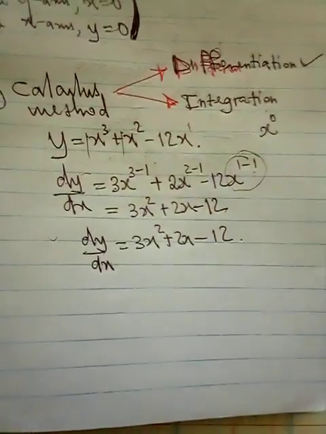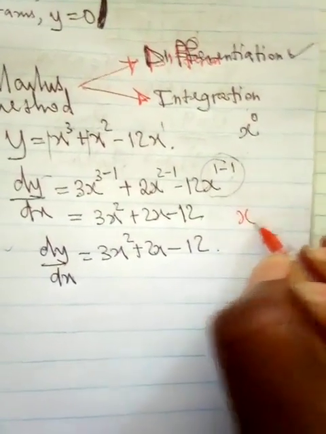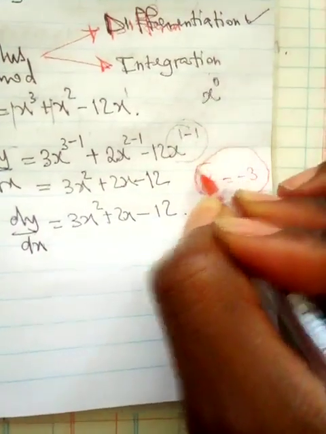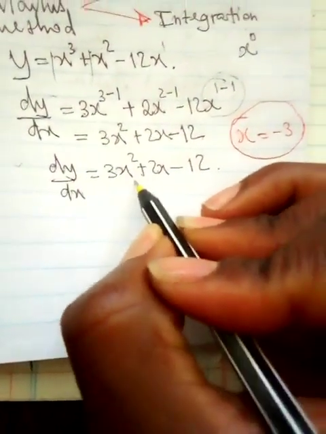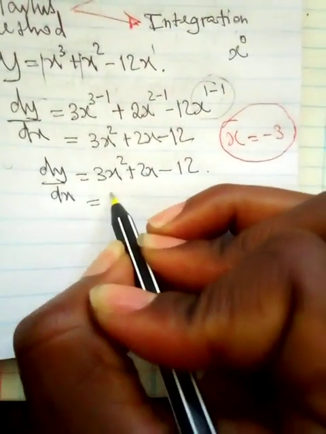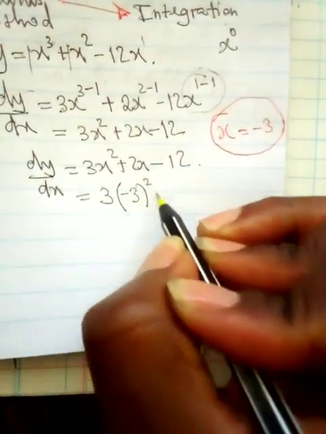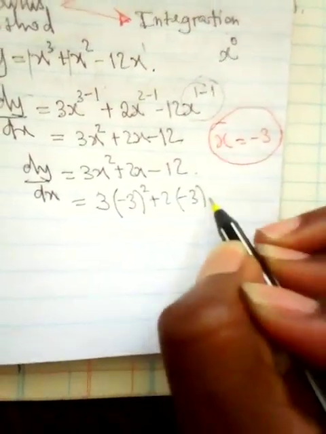we are going to start substituting the value of x that we have been given. The value of x that has been given, remember, they have set at the point where x is equal to -3. So in this expression that we have made, wherever there is x, we're going to substitute -3. So this is going to be 3 times (-3) squared plus 2 times (-3) minus 12.